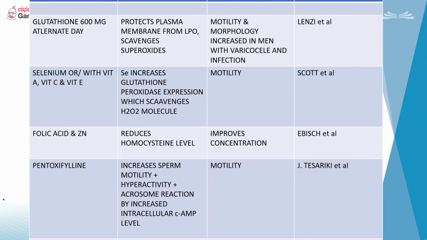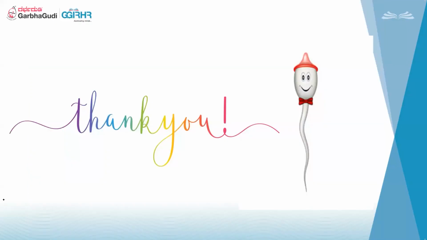Folic acid and zinc reduce homocysteine levels and improve sperm concentrations. Pentoxifylline increases sperm motility, hyperactivity, and acrosomal reaction by increasing intracellular cAMP levels, and motility is improved. So with this, I conclude my presentation.